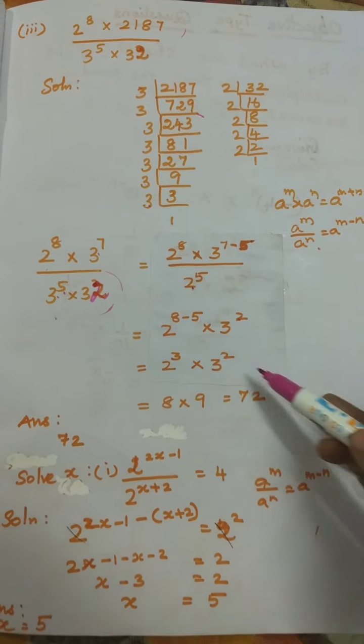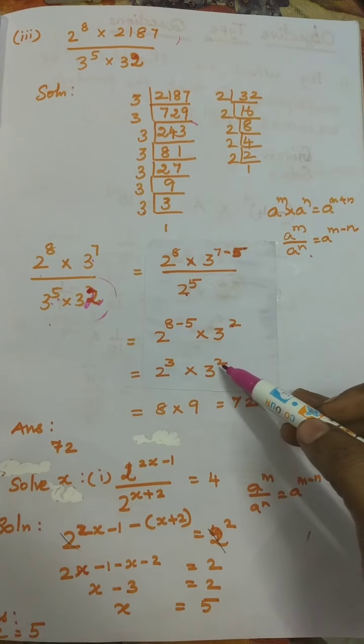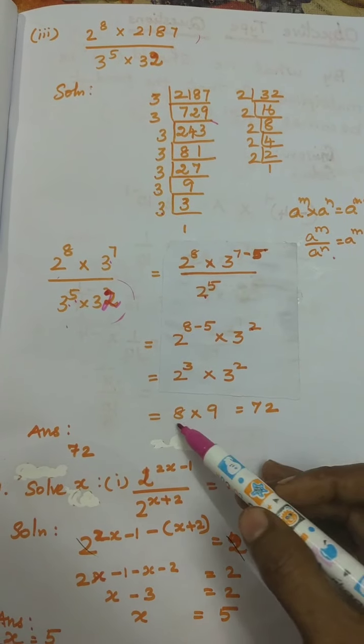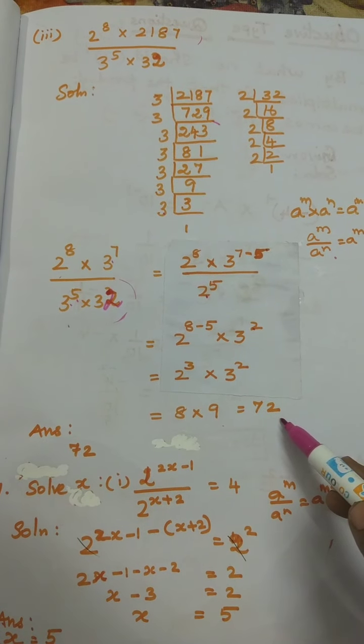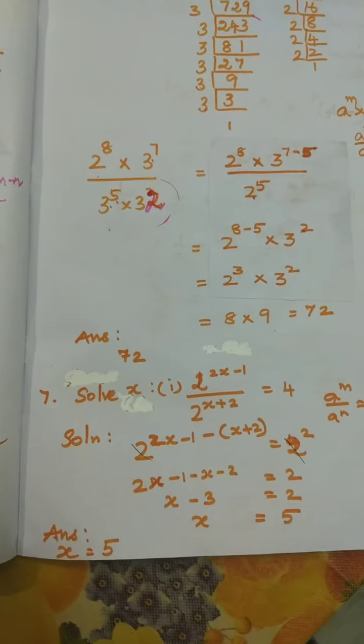2 cube is 2 2s are 4, 4 2s are 8. Here 3 3s are 9. 8 9s are 72. The answer is 72.